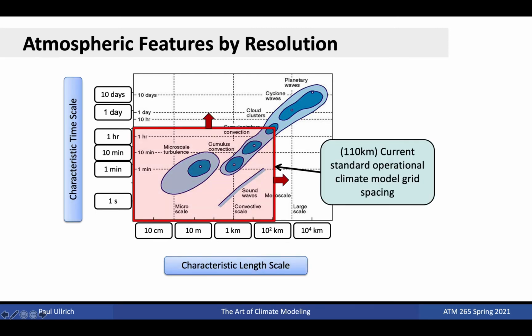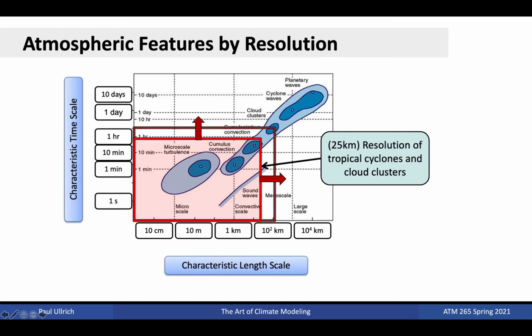At the grid spacing of typical CMIP class models, we can resolve features to the right and top of the red box on this diagram. Features within the red box are unresolved and must be parameterized by the model. This includes most cloud clusters, cumulonimbus convection, cumulus convection, and turbulence.